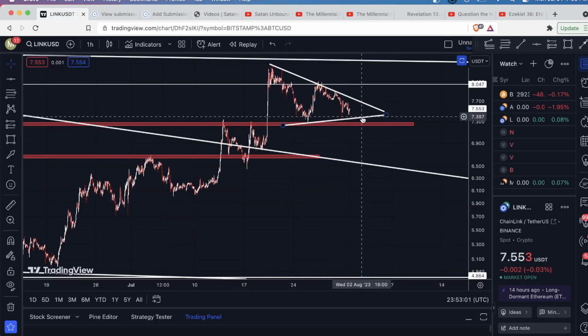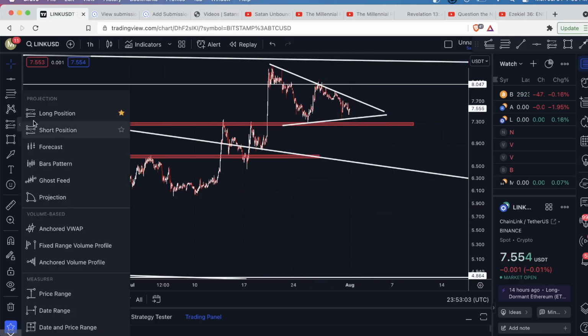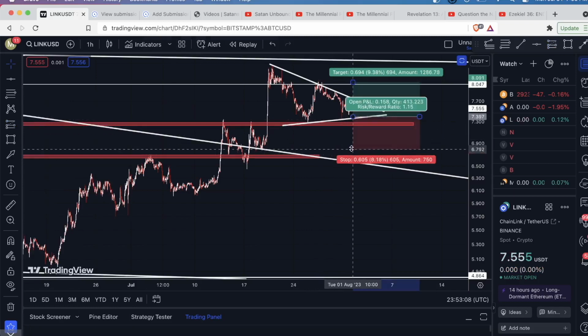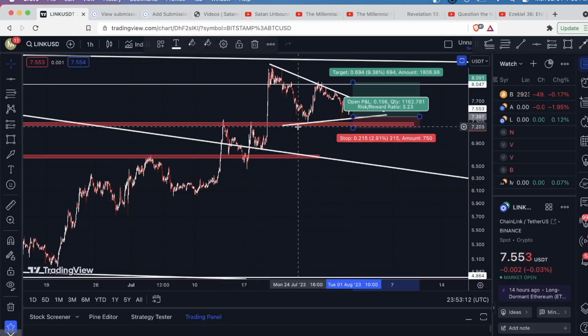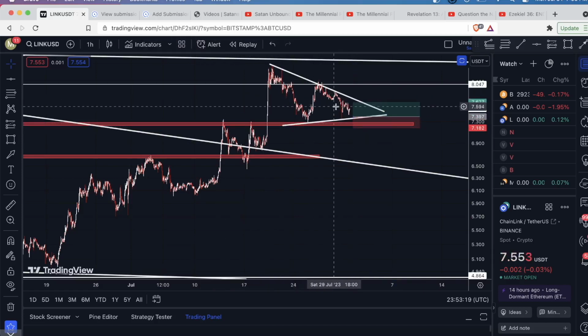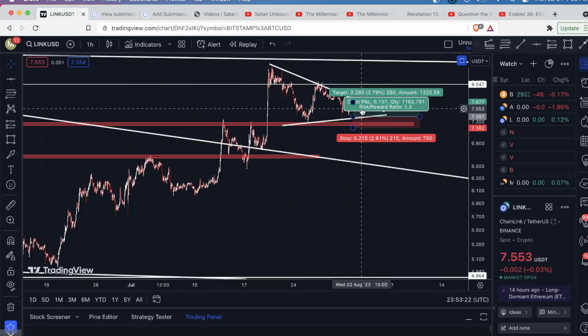So a long position, I'll just mark that out and give you an example. Long position, let's say we entered right here, place a stop loss. I would place it just below this horizontal level of resistance and support. And let's say I targeted the top of this triangle, what can we get off this? Risk reward ratio 1 to 1.3, not really ideal. If you really wanted to go for it, you can enter this. You're not really risking that much, you're risking 2.91%.